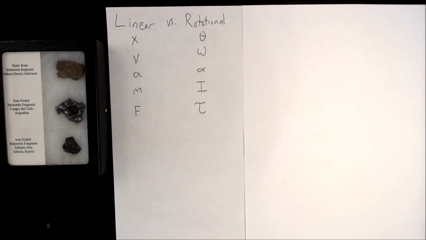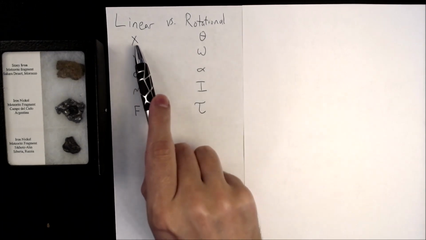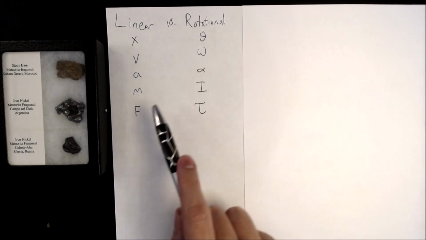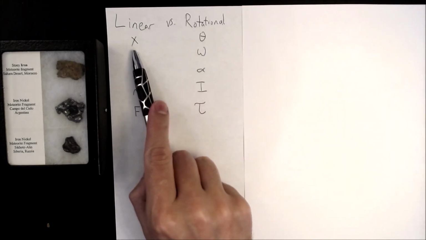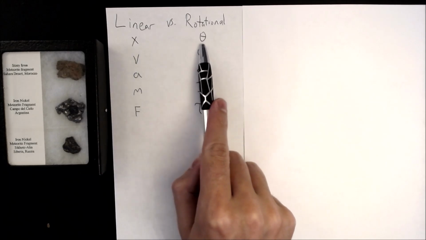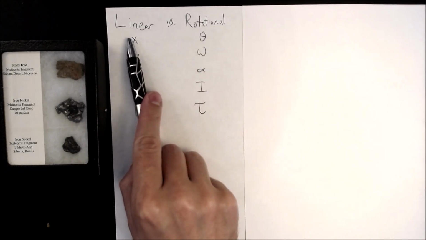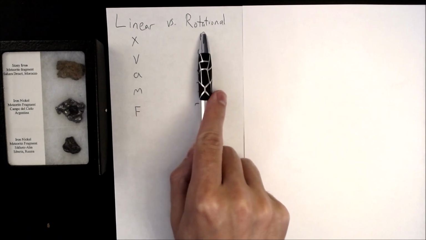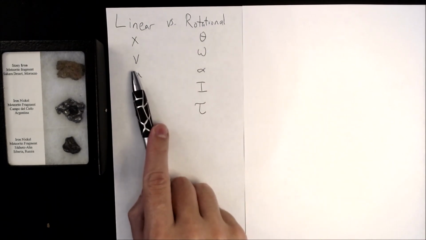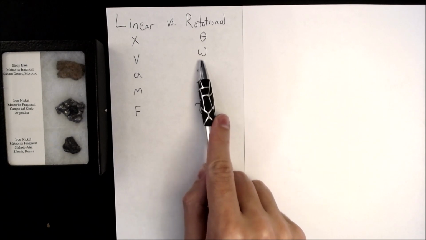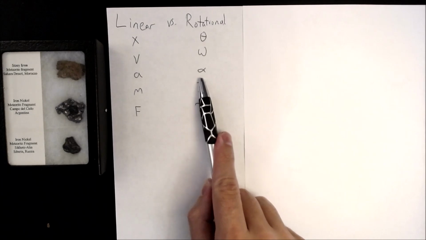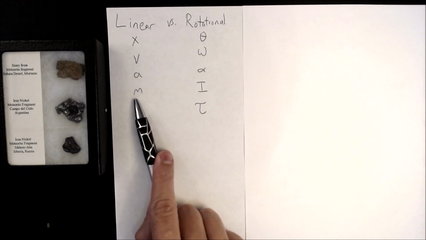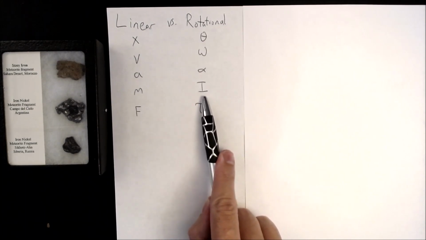Throughout this semester, I've tried to show you when we have some quantity that we can replace with another quantity. Early on, I talked about how x can get replaced by theta when we move from a linear situation to a rotational situation. I talked about how v could be replaced with omega, omega being radians per second. A can be replaced with alpha, alpha being radians per second squared. Mass, most recently, got replaced with moment of inertia.